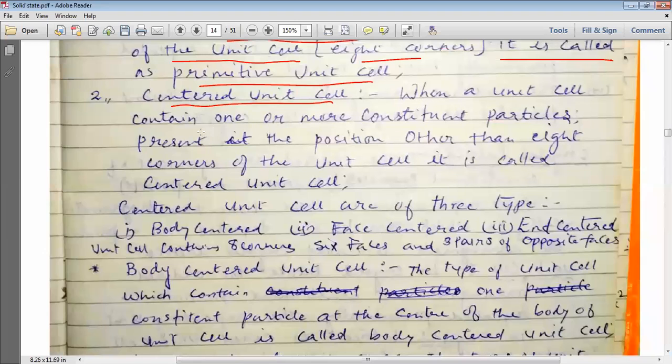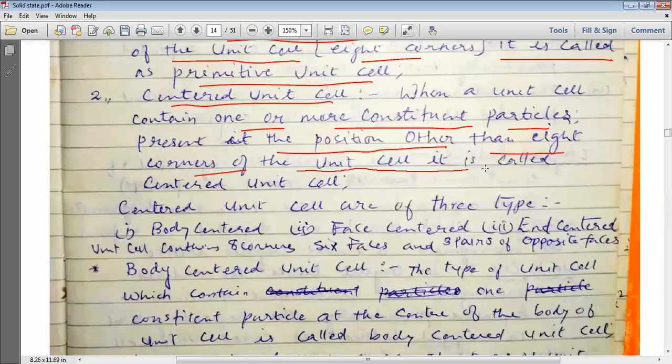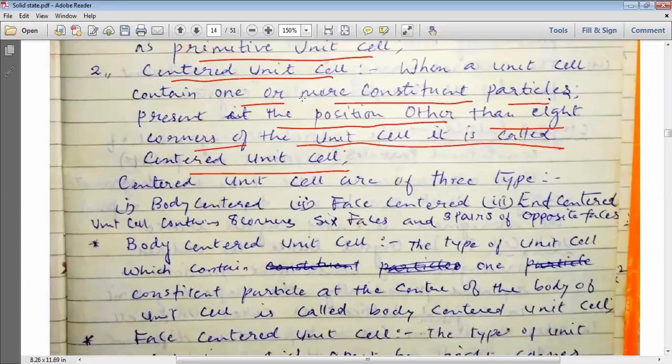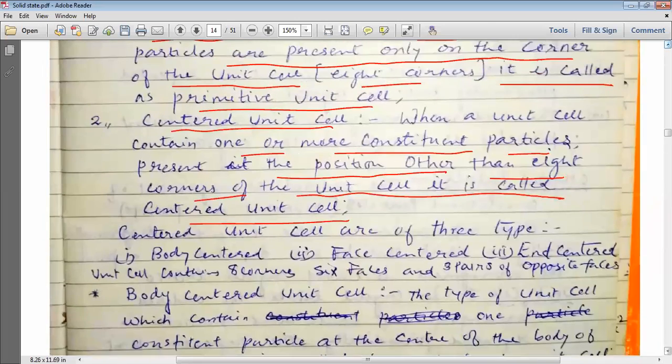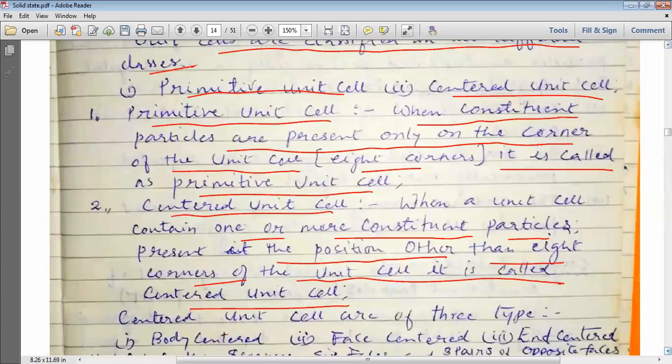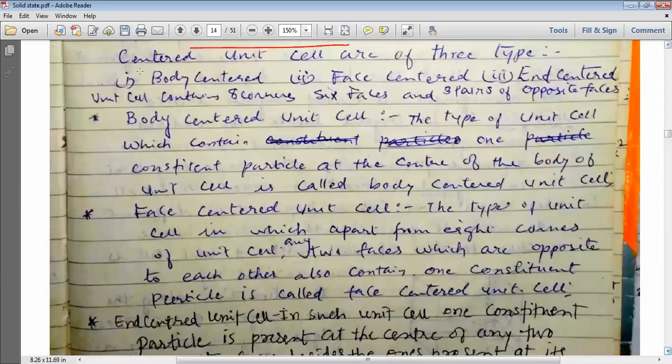When a unit cell contains one or more constituent particles present in positions other than the 8 corners, the unit cell is called the centered unit cell. So this is how, my dear students, we understand the 2 types of unit cell. One is known as the primitive unit cell, another one is known as the centered unit cell. Now let us study about the centered unit cell. Centered unit cells are of three types. One is body centered, another is face centered, and the third one is end centered.